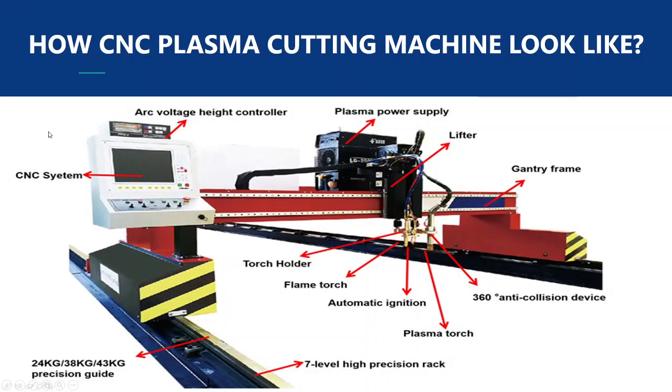So this is how a CNC plasma cutting machine looks. This is the tool, the plasma torch, this is a flame torch, this is the power supply, this is the lifter that moves up and down. This is a gyratory frame. It provides the x-axis motion. This is a solid rack that provides the y-axis motion. And this is the CNC system from where we control the positions.